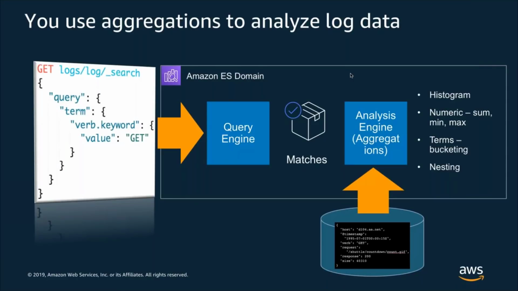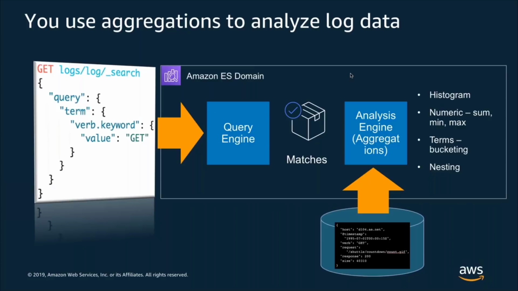For log analytics, then, we have an additional step that Elasticsearch can perform. So in this case, again, I'm looking for a particular set of log lines, those that have the verb get, and perhaps I want to compute some statistics about either the hosts that are issuing those requests, or about the size of data that I sent out for those requests. Elasticsearch will send that query into the query engine and generate the matches as we discussed just before.